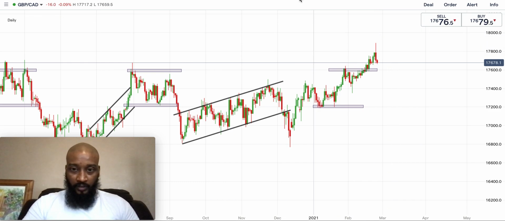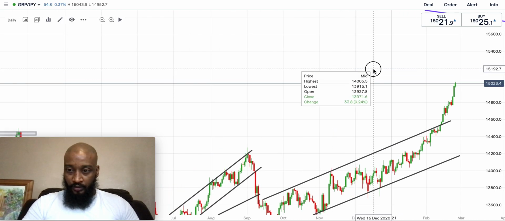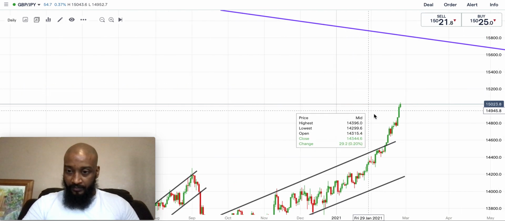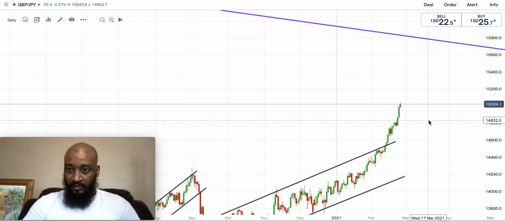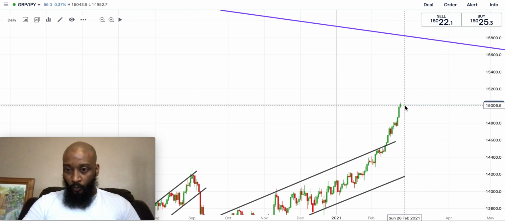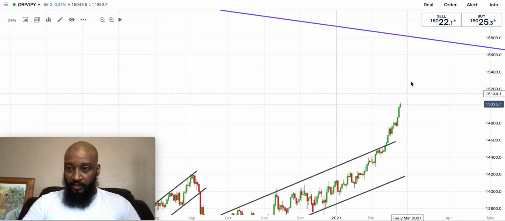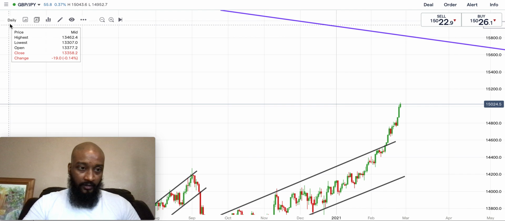Moving swiftly on to pound yen. This has been one of the stronger pairs. We're seeing a lot of flight out of the safe haven currencies, which is why you've seen the pound dollar appreciate, you've seen pound Swiss appreciate, and you're also seeing the yen appreciate. So we're at the 150 level.